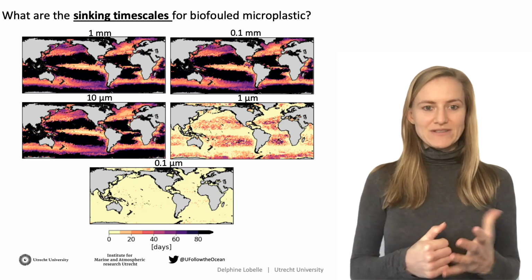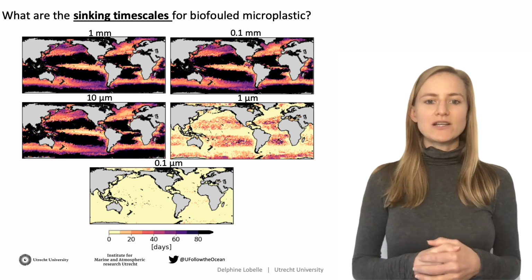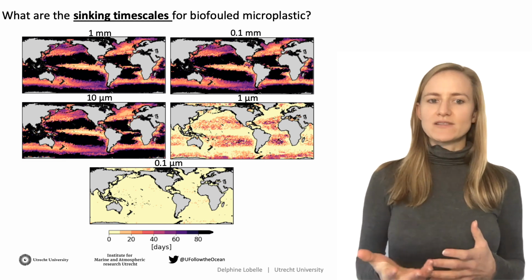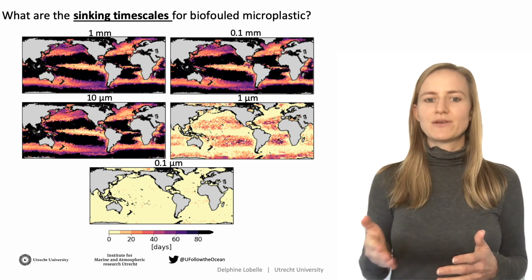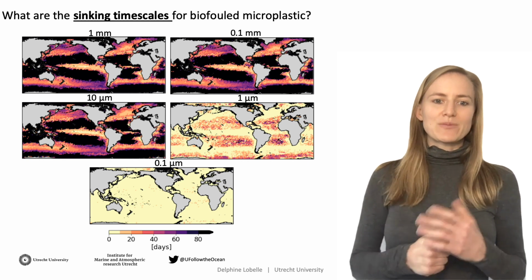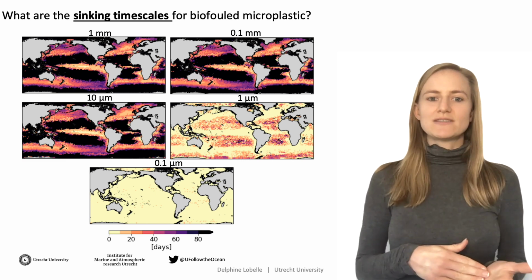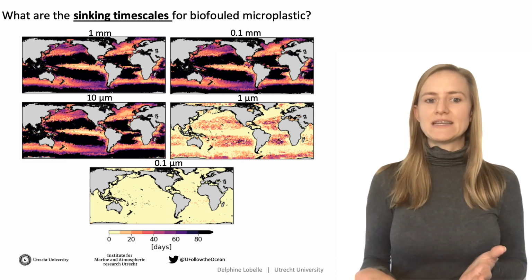Here you see the 5 different sizes used in the study, from the largest, 1 millimeter, to the smallest, 0.1 micrometers, each time decreasing an order of magnitude. The sinking timescale goes from yellow to black, with yellow being the shortest and black being beyond 90 days.